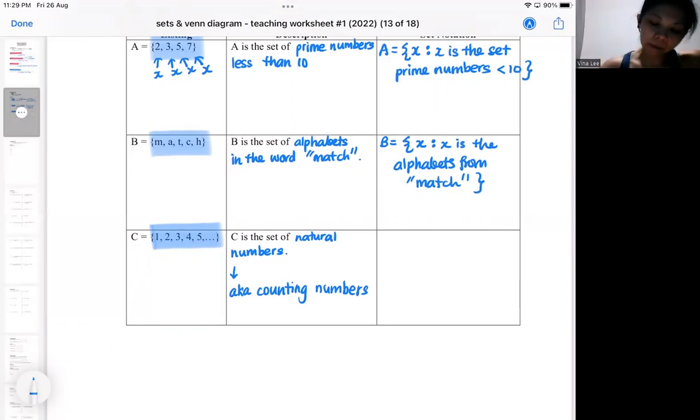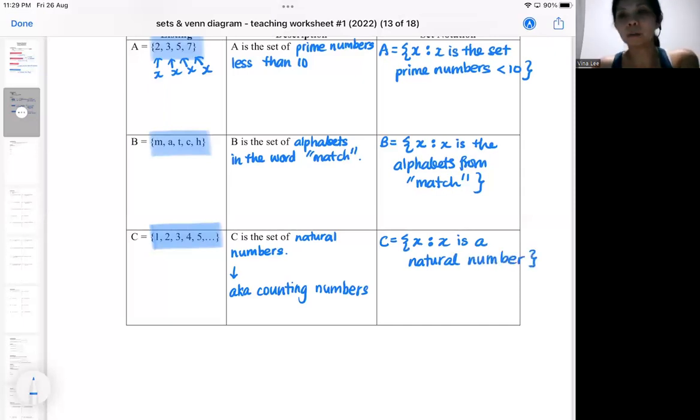And if I'm going to write it in set notation, it will be x. That means all the natural numbers are x. So x is a natural number. And I'm not going to give a boundary. You realize it's not like a natural number less than 10 or something like that. Because it's never ending, there's no limit to it. Okay, so that is the introduction, like, what are we dealing with?